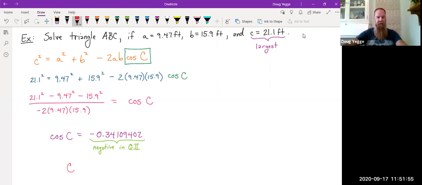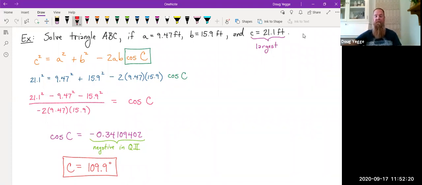So I know that angle C is 109.9 degrees. And so this is why solving for the largest angle first is good, because if it's acute, then the positive value would show me that. But if it's obtuse, then I would possibly get a negative result as well. And so this is what we notice here.